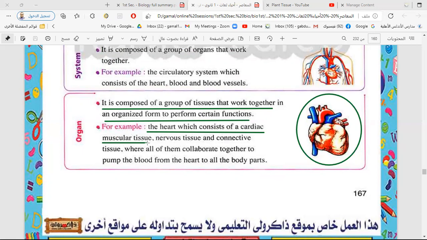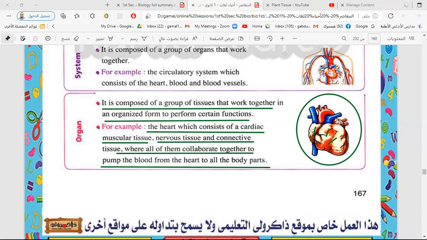And also there is the nervous tissue. In the heart, there is another tissue. Here we have some nerves, some nerve endings, okay, which control the movement of the blood. So the organ also has some nervous tissue and also connective tissue. Okay, so the organ is made up of many tissues which collaborate together and organize together to pump the blood from the heart to all body parts. So the organ is made up of tissues.